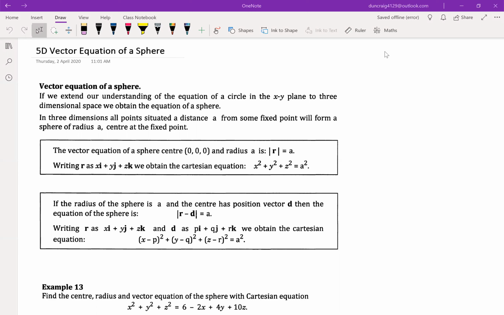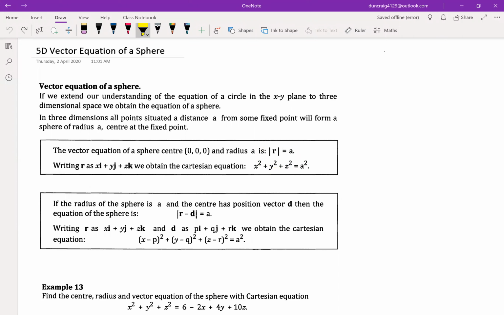Today we're looking at the vector equation of a sphere. We previously looked at this in chapter 4 in 2D, for the vector equation of a circle, and we can basically apply the same logic to a three-dimensional sphere. The vector equation of a sphere with center 0, 0, 0 and radius a is given by the absolute value of r is equal to a.